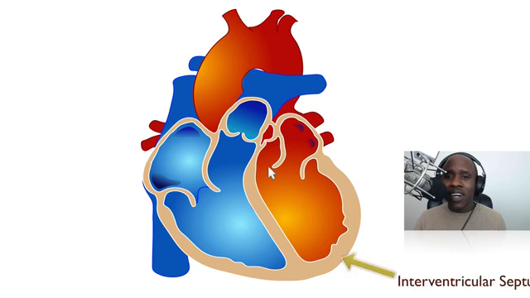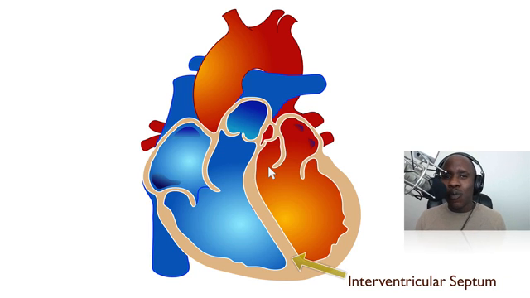Now, we need to talk about a few other things. Number one, we have our septa. We have the interventricular septum. That word septum, all it means is a wall, right? And we have a wall in between the left and the right ventricle, so we call that our interventricular septum.